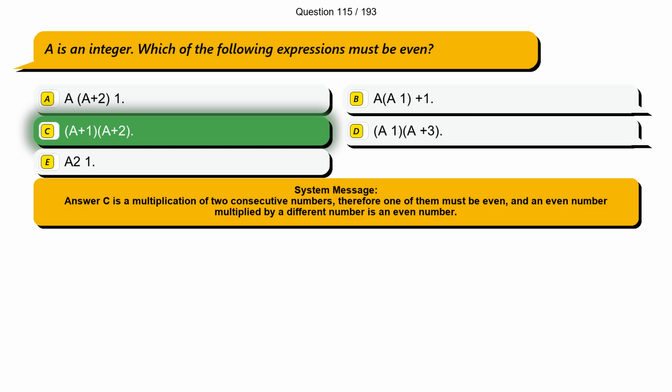Answer C is a multiplication of two consecutive numbers, therefore one of them must be even, and an even number multiplied by a different number is an even number.